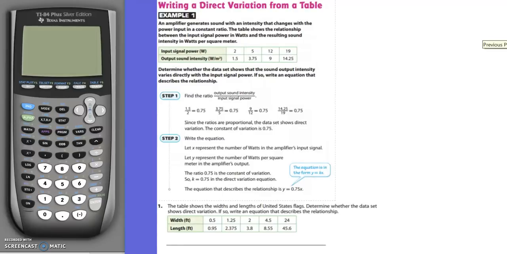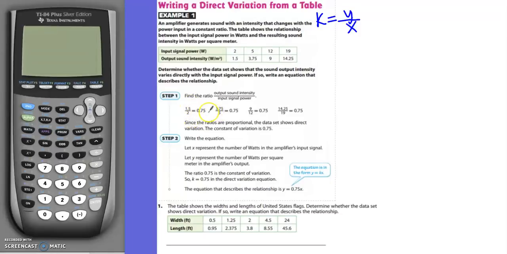On example 1, it says an amplifier generates sound with an intensity that changes with the power input in a constant ratio. The table shows the relationship between the input signal power in watts and the resulting sound intensity in watts per square meter. Determine whether the data set shows the sound output intensity varies directly with the input signal power. If so, write the equation that describes the relationship. So remember, k is y divided by x.